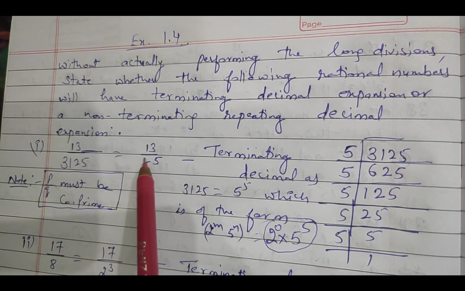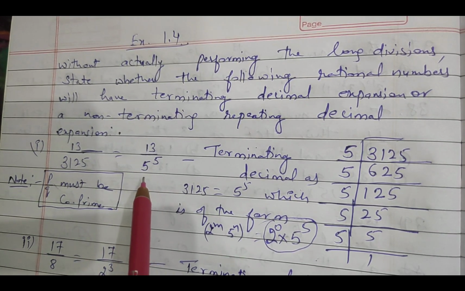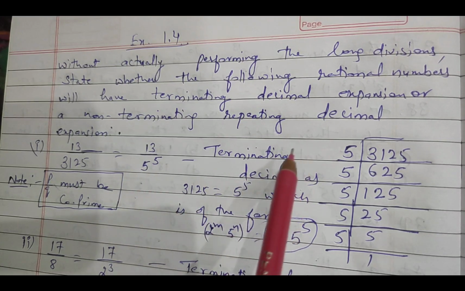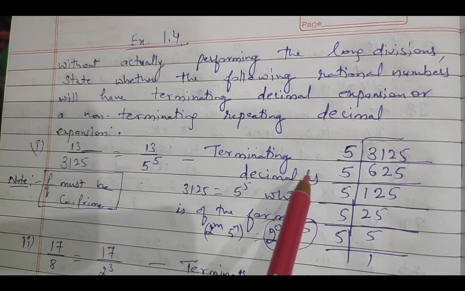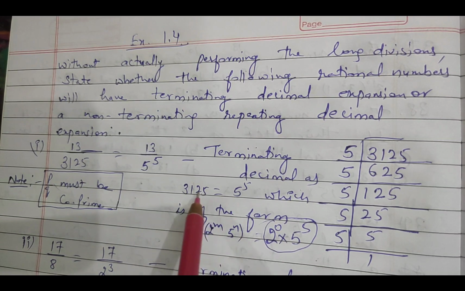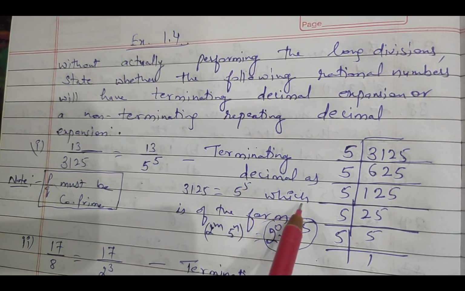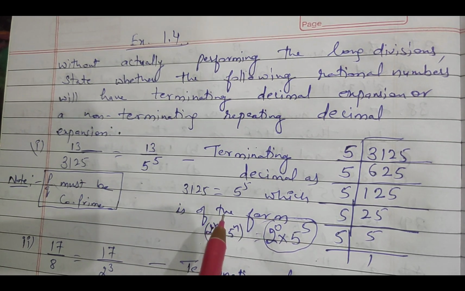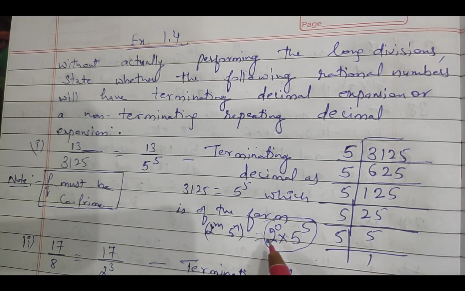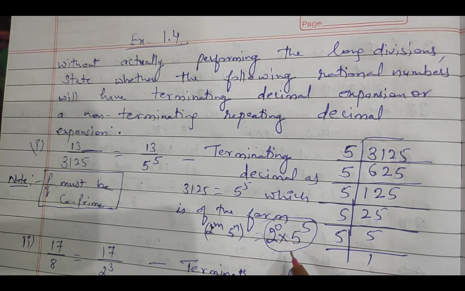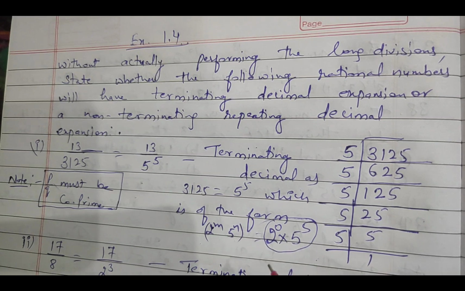As you can see, in the denominator there is factor 5. So we can say that it is a terminating decimal, as the denominator is equal to 5 raised to 5, which is of the form 2 raised to power m and 5 raised to power n. Now you will say, where is 2? If 2 is not there, then we can write 2 raised to power 0, right? So we have got our answer without actually dividing.